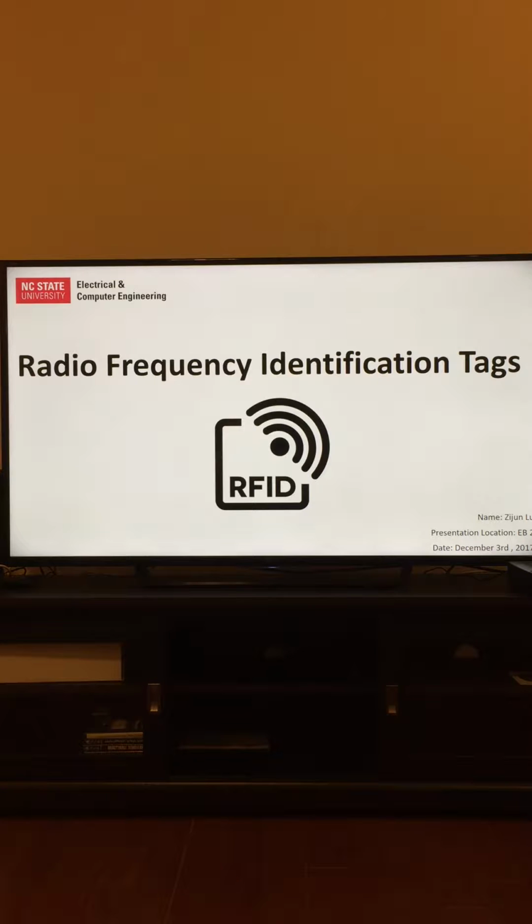Today I'm going to present the concept of RFID tag, which is short for Radio Frequency Identification Tag. The reason why I picked this topic is that RFID is one of the most common uses of electromagnetic field to automatically identify and keep track of objects.